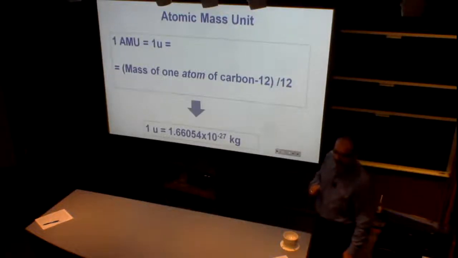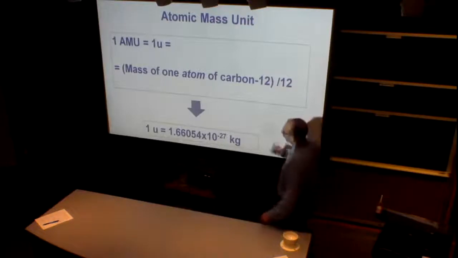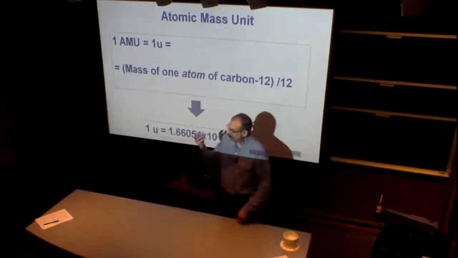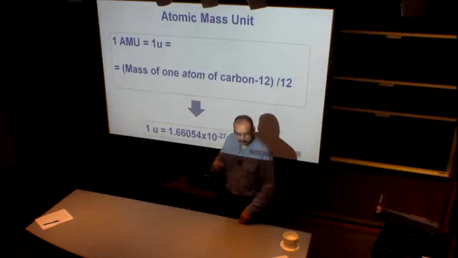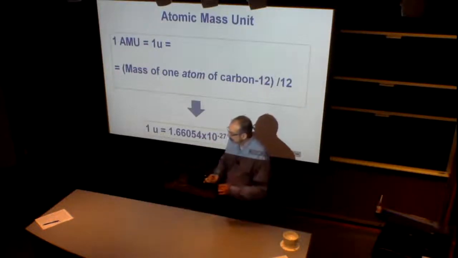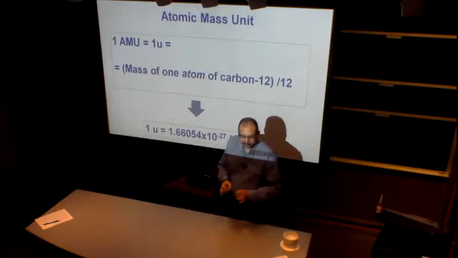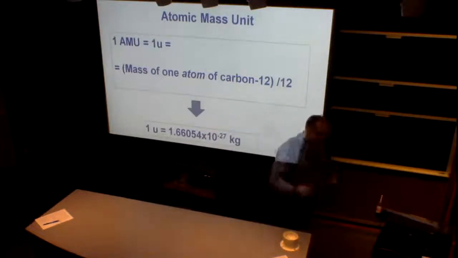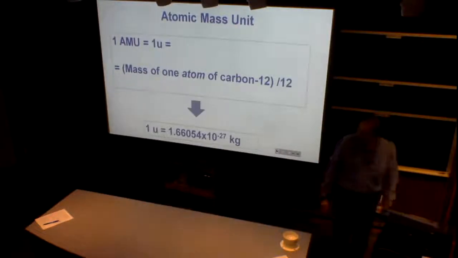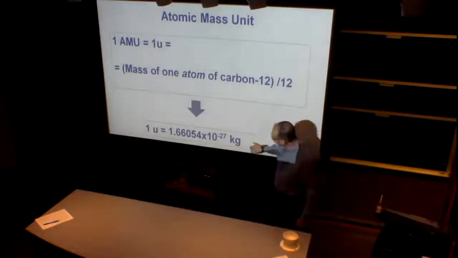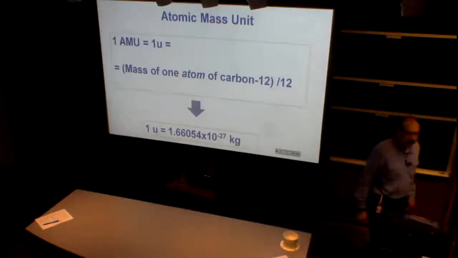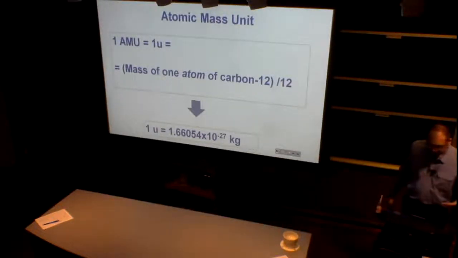So what do we need to do to measure an atomic mass unit? We have to take one atom of carbon 12, put it on a scale, measure the mass, and divide by 12. What we get as the result is what we call the atomic mass unit. And this is the conversion factor between atomic mass units and kilograms.